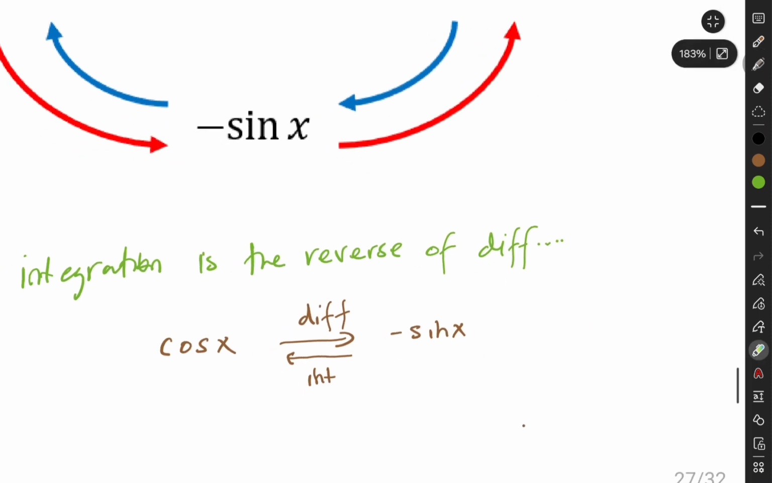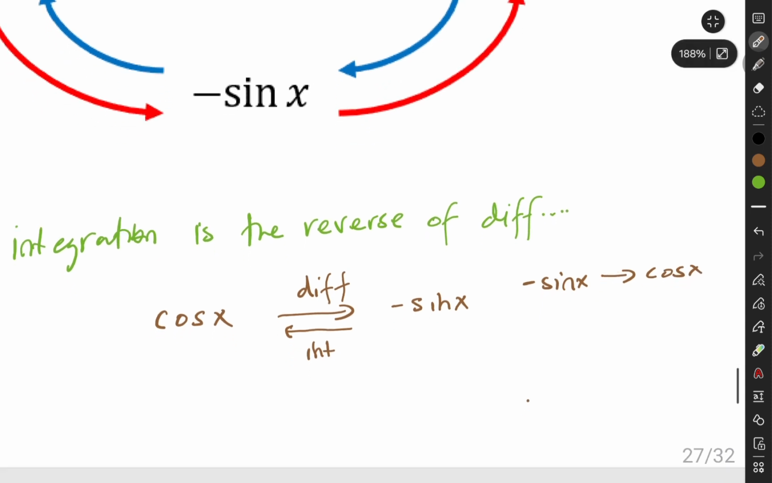So if someone asks you, we have minus sine x and we integrate it, what are we going to get? You have to think about the reverse. If we differentiate cos x, we get minus sine x. So if I integrate minus sine x, I'm going to go in reverse, so I'm going to get cos x. So you should get cos x.